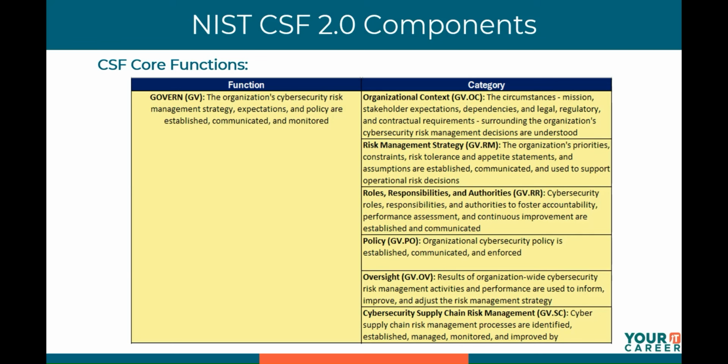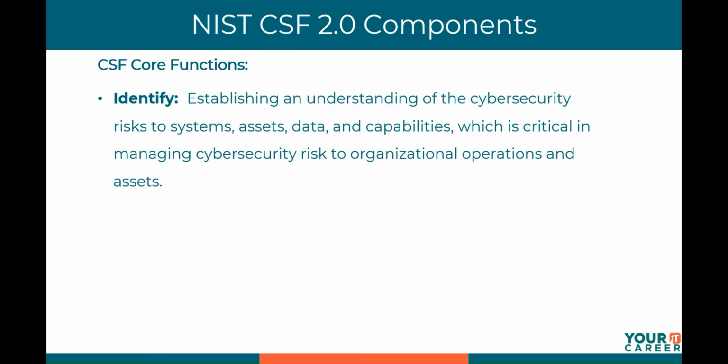The second component is identify. So when you think about identify, right? Govern is setting up the strategy. And then the strategy is in place. We have everything working. What's the next thing that we need to do? Identify is concerned about establishing an understanding of what the risks are to the systems.